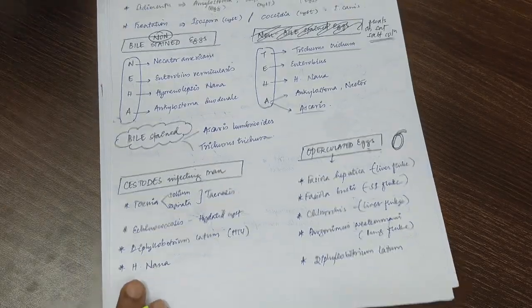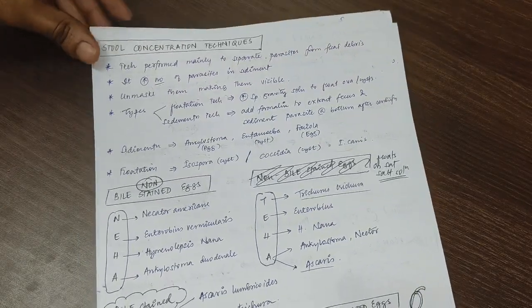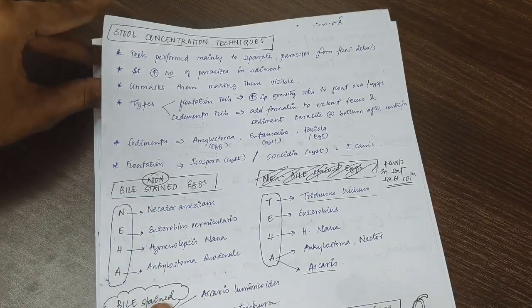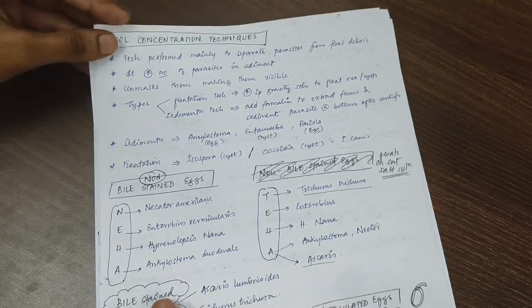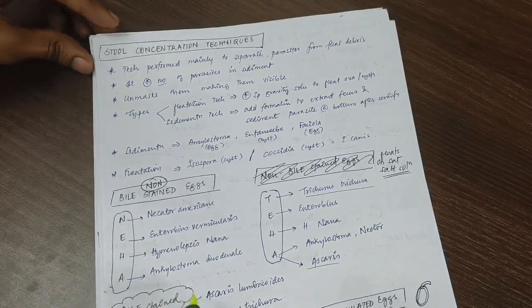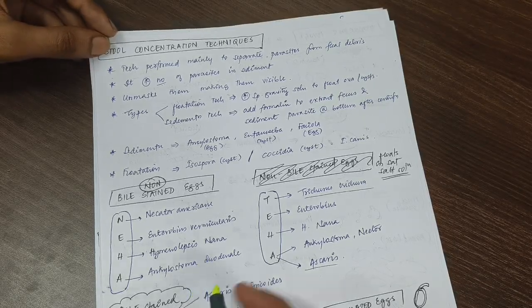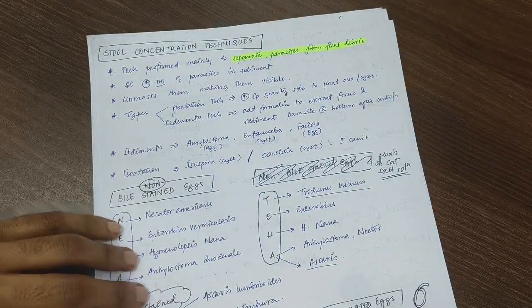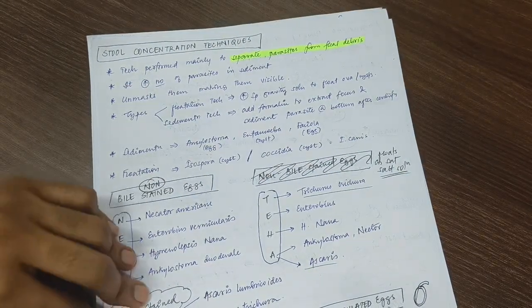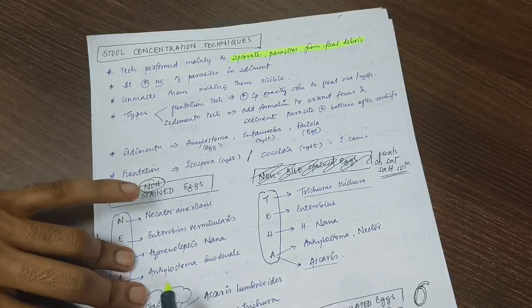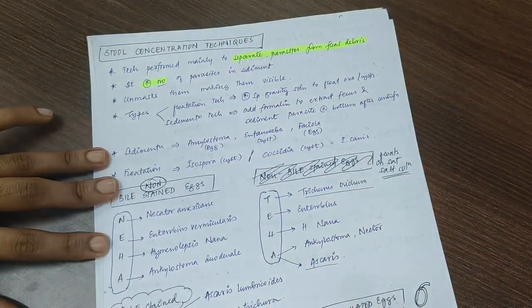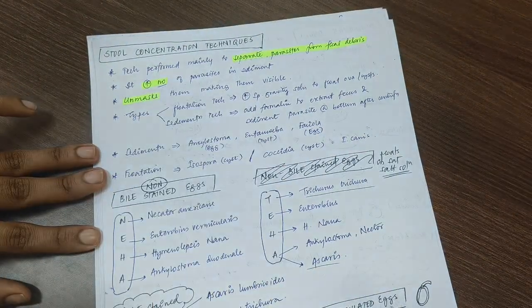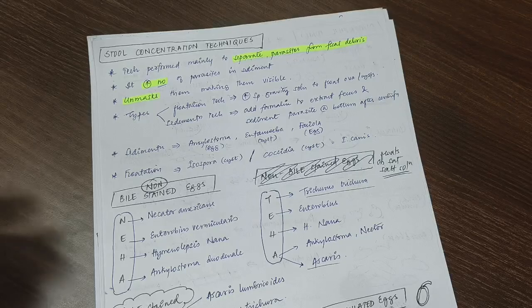Then coming to the stool concentration techniques. What is stool concentration used for? Stool concentration is a technique mainly performed to separate the parasites from the fecal debris. It will separate the parasites from the fecal debris, so their number is increased. On sedimentation, an increase in the number is seen after this process. And what does it do? It will unmask the parasite and make it visible so that we can study the parasite.